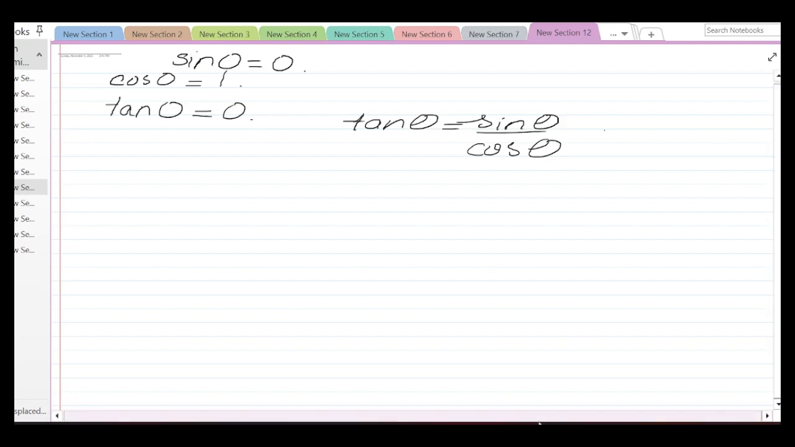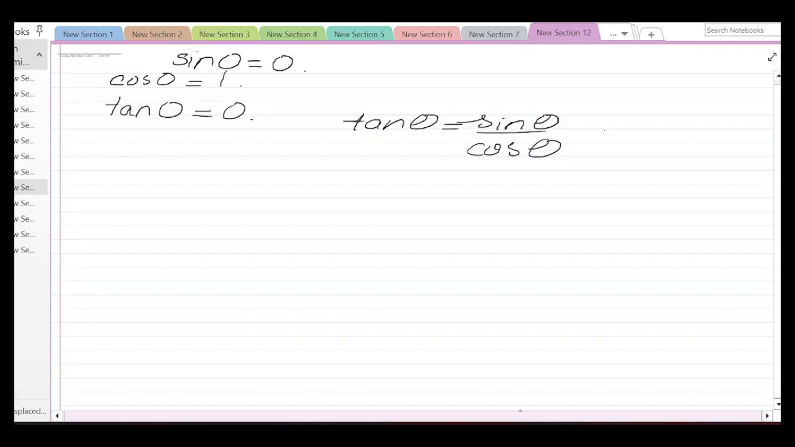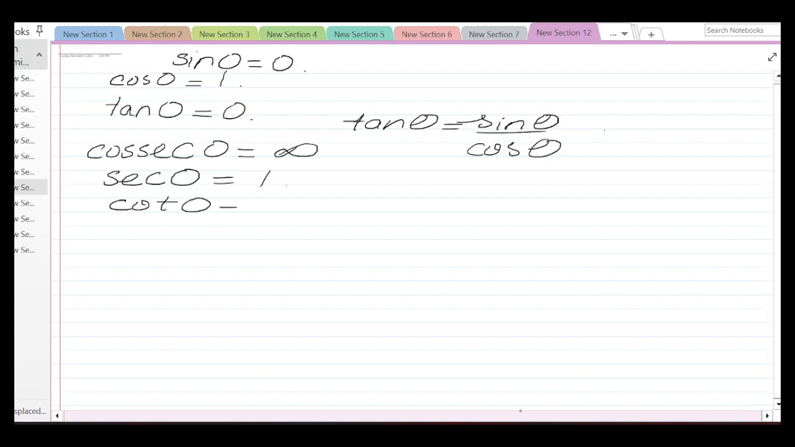Now, if we take the reciprocals of these three main trigonometric ratios, like cosec, what is cosec? It is the opposite of sine. That means 1 divided by 0. Anything divided by 0 is undefined. So we can say that cosec 0 is equal to undefined. And then we will have sec. What is the sec of 0? That is equal to 1, because that is the opposite of cos. And the opposite of tan is cot. So we can write that the cot of 0 will be equal to undefined.